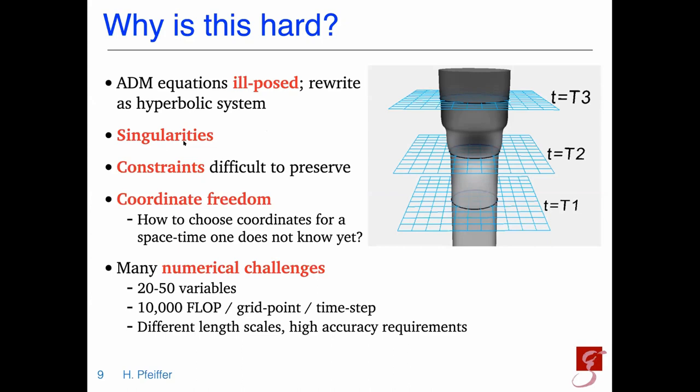So those need to be dealt with one way or the other. And I also didn't really emphasize much yet the numerical challenges: when all is said and done, you end up not with five variables like for one scalar field equation in first order form, but somewhere between 20 and 50 variables that you all have to evolve together. I didn't even write down the right-hand sides of these evolution equations. I usually just put a few dots there. They're very complicated and will cost you order 10,000 floating point operations for each grid point, for each time step. And then one also has to deal with different length scales and very high accuracy requirements.